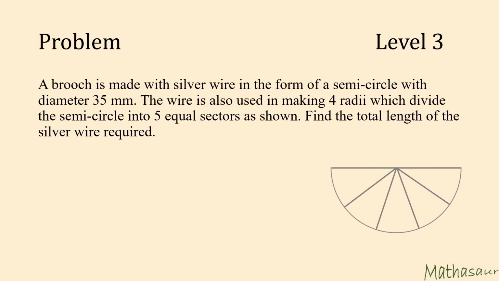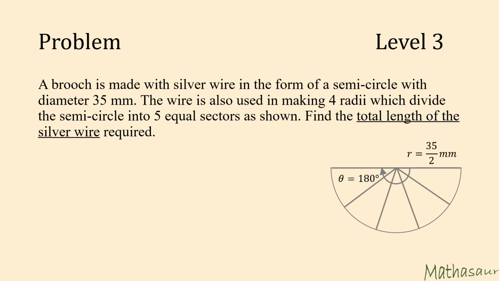A brooch is made with silver wire in the form of a semicircle with diameter 35 mm. The wire is also used in making 4 radii which divide the semicircle into 5 equal sectors as shown. Find the total length of the silver wire required. Alright, so we are given diameter as 35 mm. So radius would be half of that, 35 by 2 mm. Now this is a semicircle. Since it is half of a circle, it would be subtending an angle of 180 degrees at the center, which is half of 360 degrees.